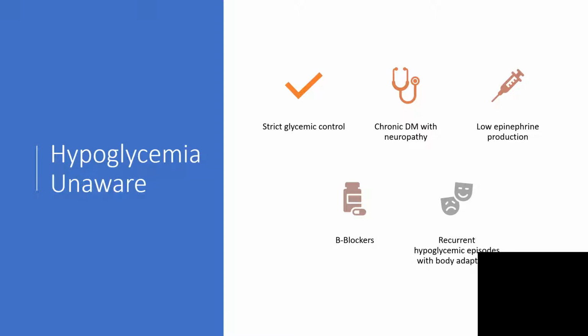Recurrent hypoglycemic episodes, of course, with body adaptation. Over and over, this person has been receiving this insult of low glucose level. With time, he or she will tend to think, well, that's the way life is, and the body won't even send signals again to the brain, and nothing happens to the person. The person won't even feel anything until he or she drops dead.